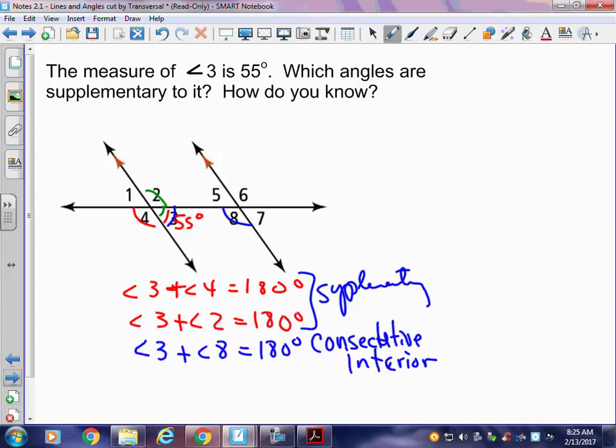So you can find lots of supplementary angles to another measure, because you can take it away from 180. So 180 minus 55, borrow, that's going to be 125. So this one's 125, this one's 125, and this one's 125, and they look 125 because they all look obtuse.